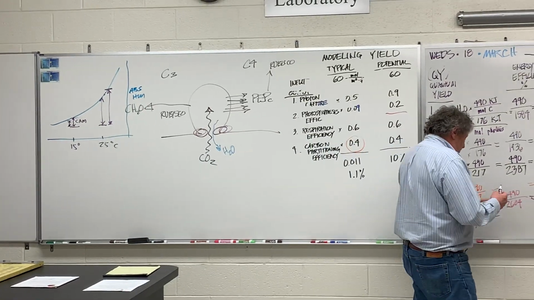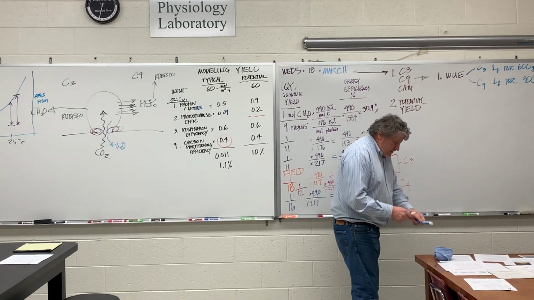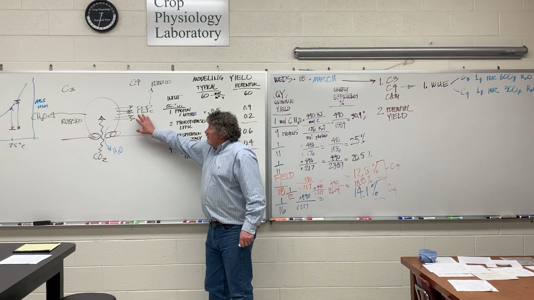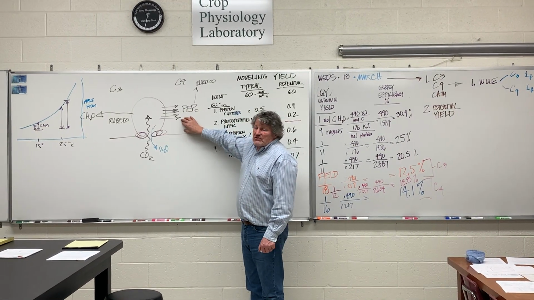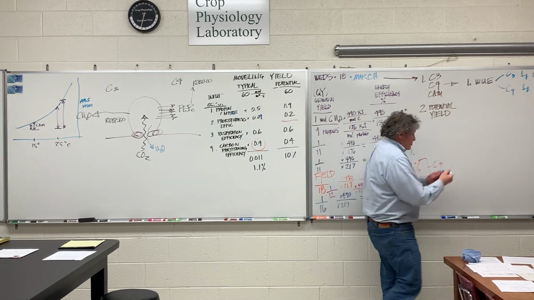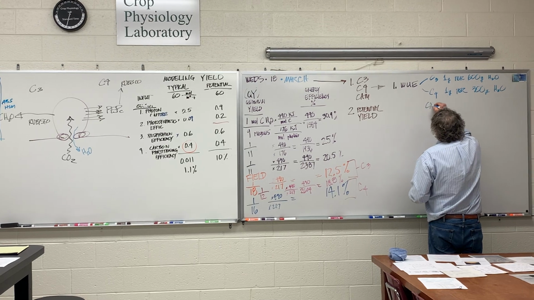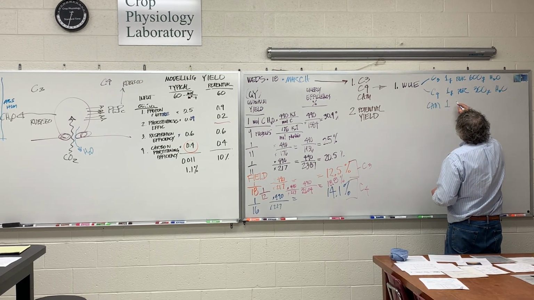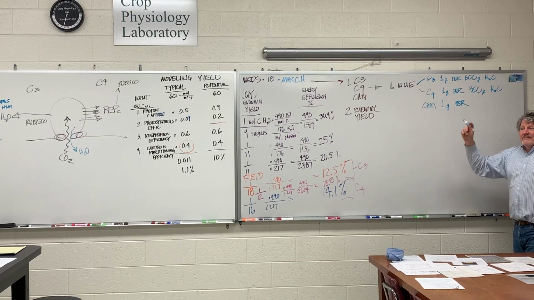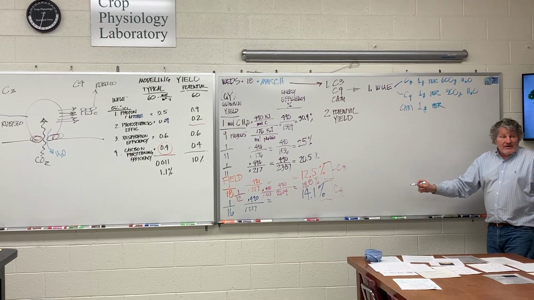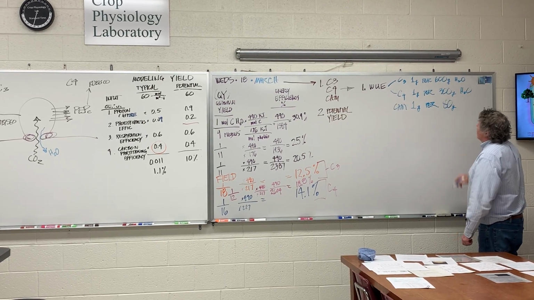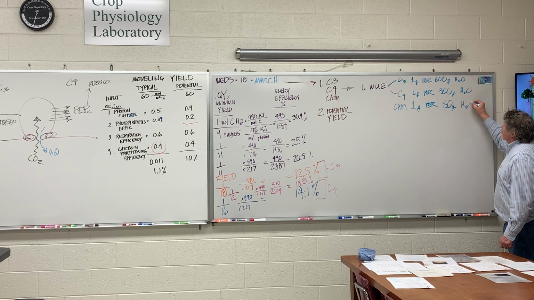Now let's put CAM up here. They're better, right? Because by the way, CAM have the benefit of C4 photosynthesis and the benefit of being able to open their stomates at night. So it's a double benefit. Here's CAM. As a rule of thumb, 1 gram per, drum roll, 80 grams of water. That's astonishing.